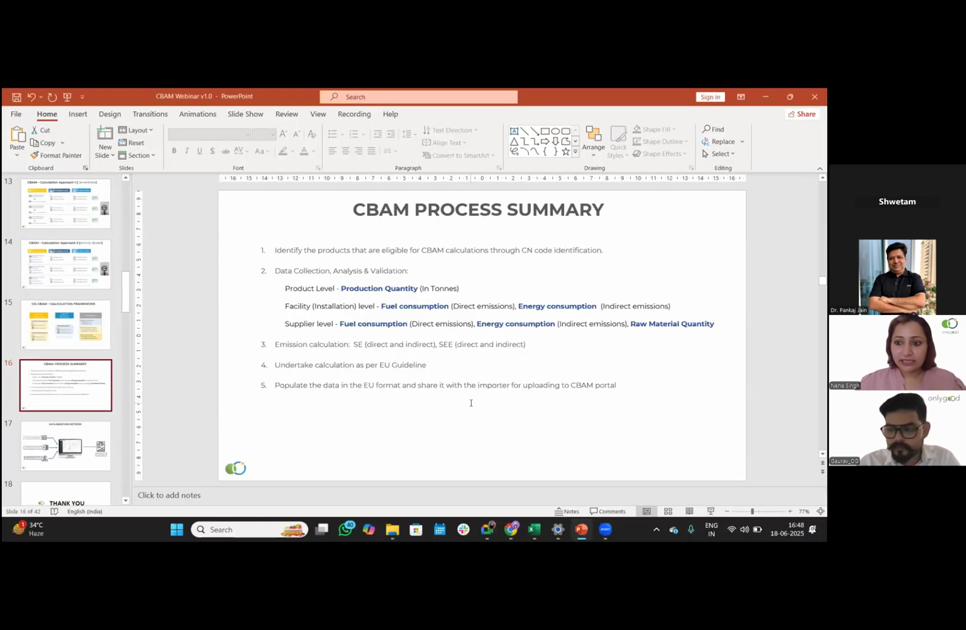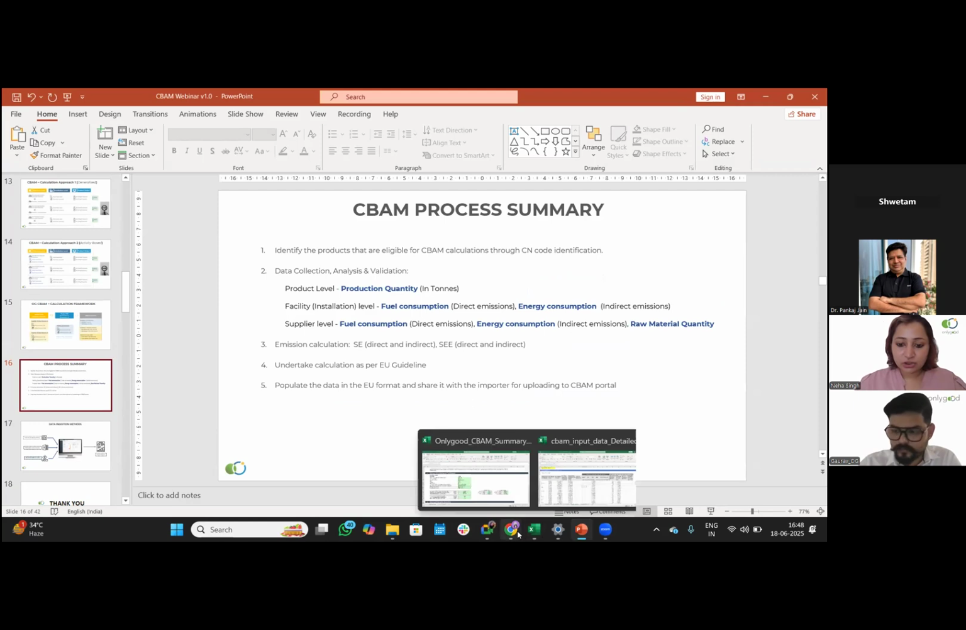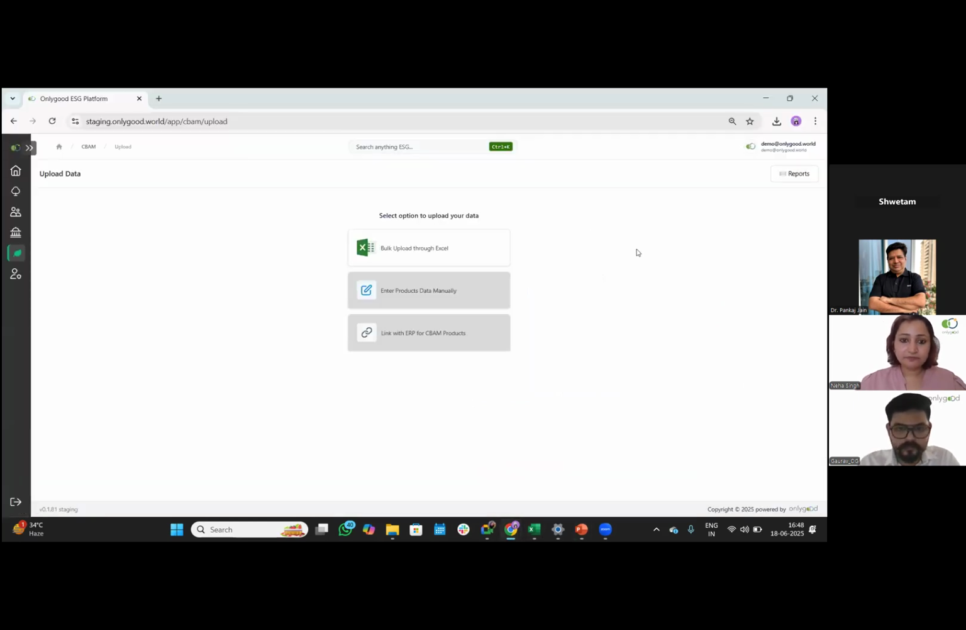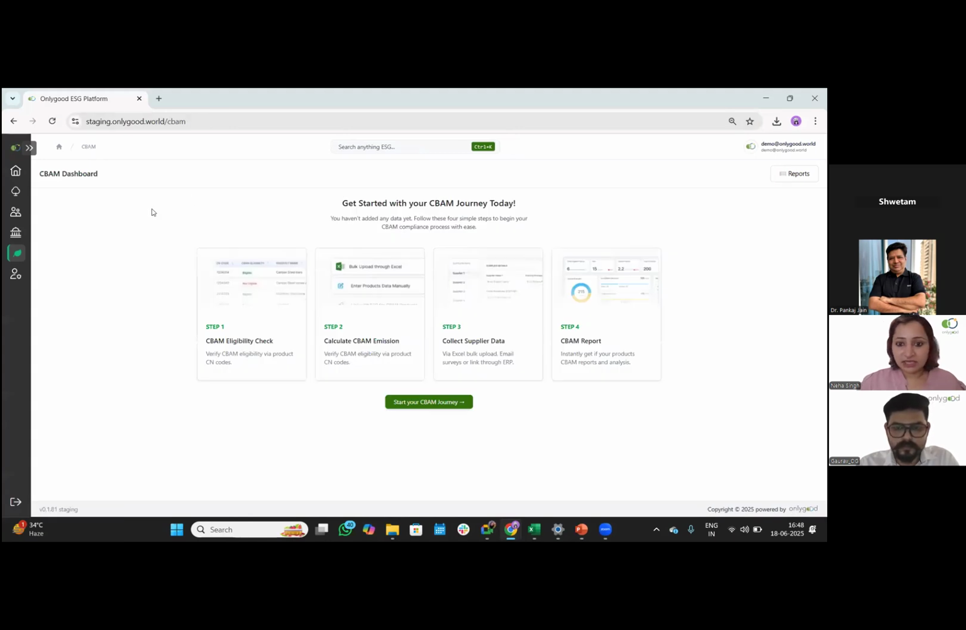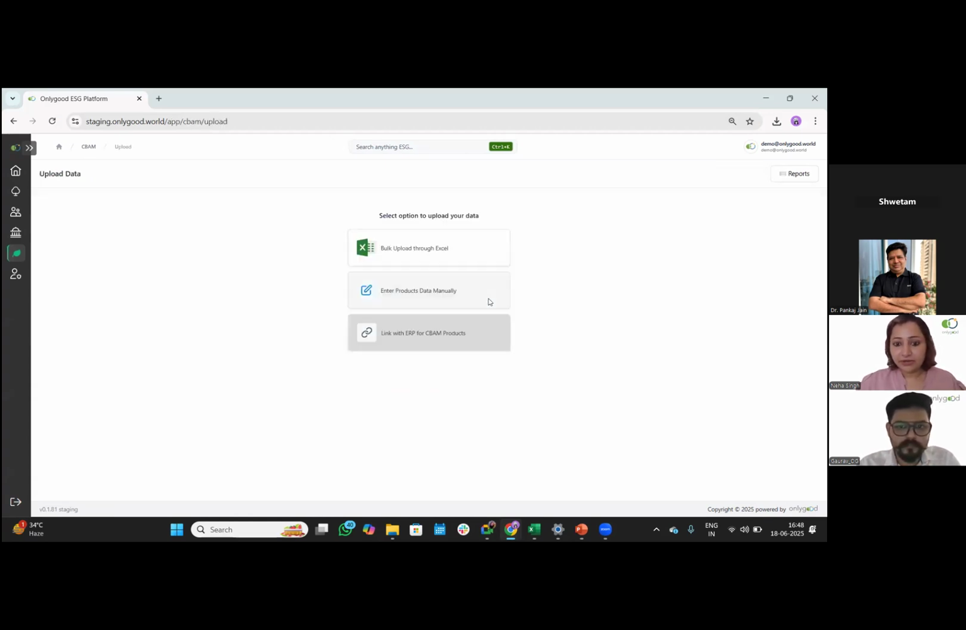So with this, I'll take a small pause and I'll jump back directly into our platform. So this is our CBAM module. You'll see this is a 4-step process: eligibility check, you collect information, get supplier data, and generate the CBAM report. Now, just a second. Let me create a new report for you and show you.